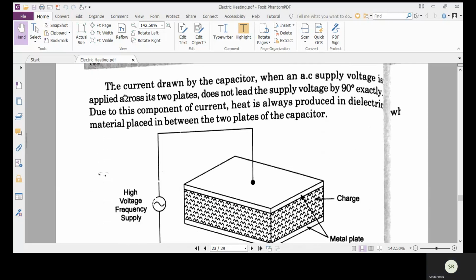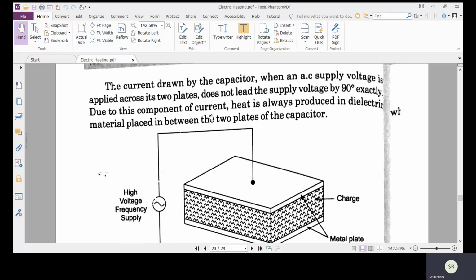The current drawn by the capacitor when an AC supply voltage is applied across its plates does not lead the supply voltage by exactly 90 degrees. In the ideal case, the phase angle between the current and voltage is 90 degrees. But in a practical scenario, it is not 90 degrees because of the material present as the dielectric.